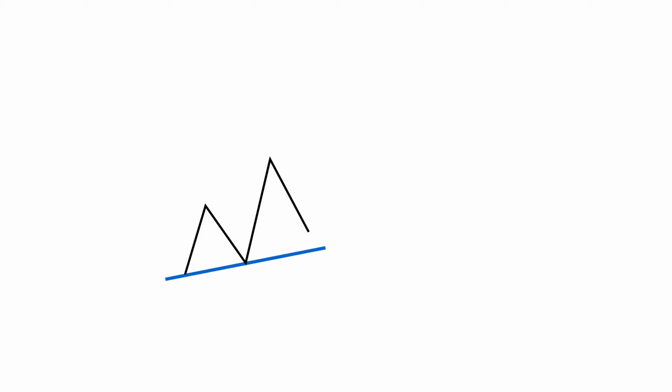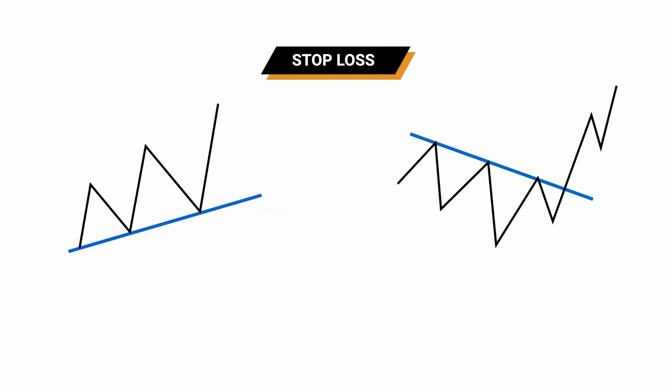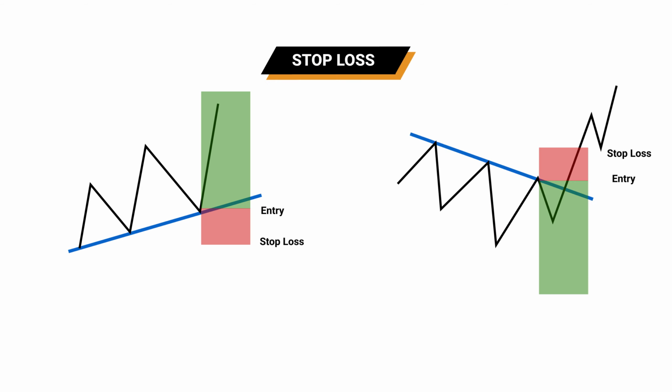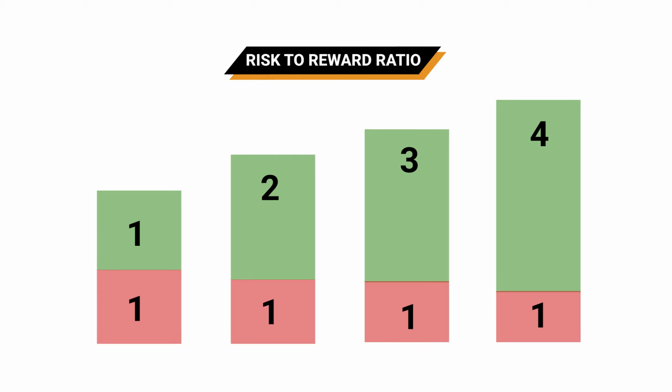While trend lines are powerful tools, it's important to manage risk effectively to ensure that your trades remain profitable over time. Place your stop loss just below the trend line in an uptrend and just above the trend line in a downtrend. If the price breaks the trend line, your stop loss will help limit your losses. Always ensure your trades have a good risk-to-reward ratio. For example, if you're targeting a 100 pip move, aim to risk no more than 30 to 40 pips. A risk-to-reward ratio of at least 1:2 is ideal.